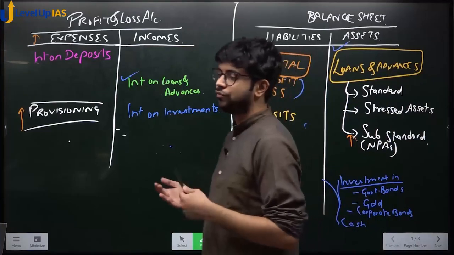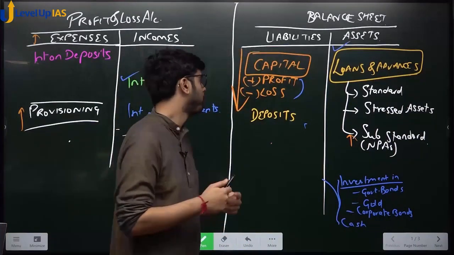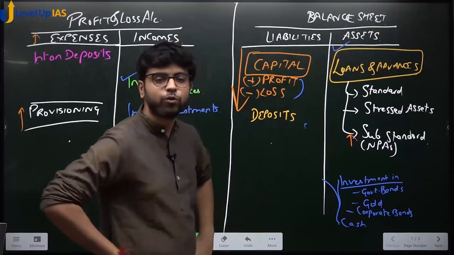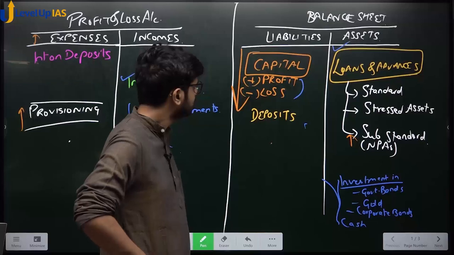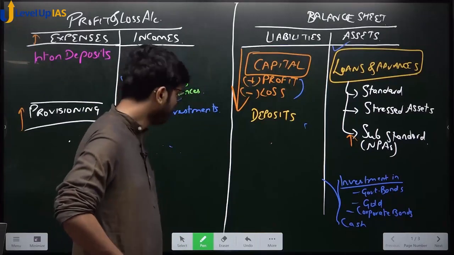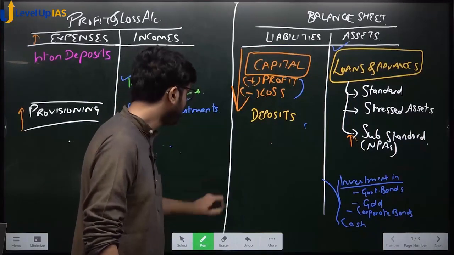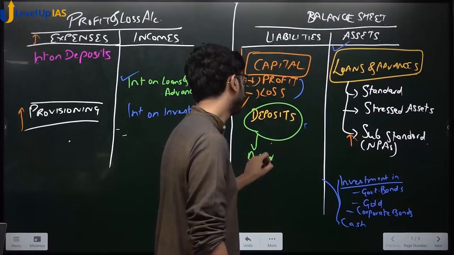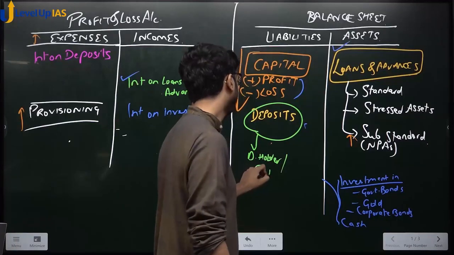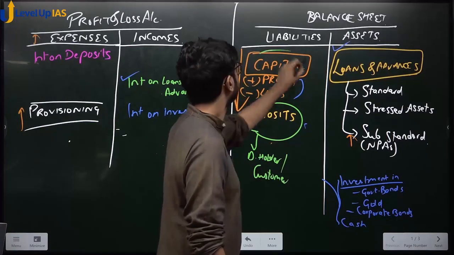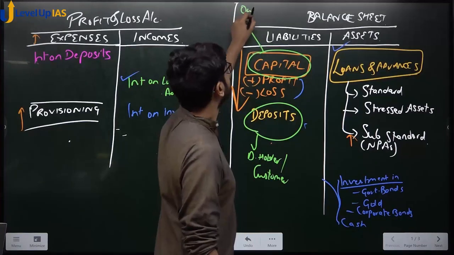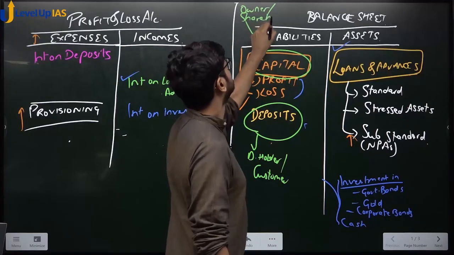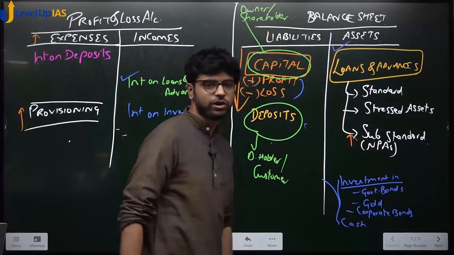Now, very important, tell me. There are two people I can see on the liability side who have given money to the bank. Who are they? Two people. Do you agree there are two people? Deposit holder is one. Deposit holder, which means customer. And who? Owner, also called as shareholder. Yes or no? There are two people.